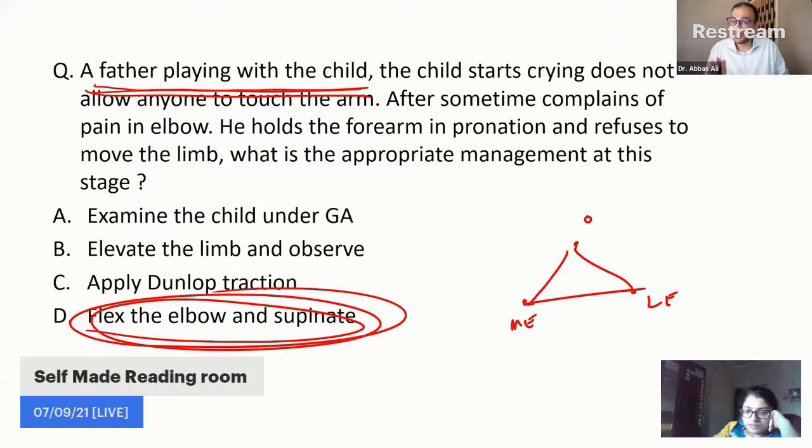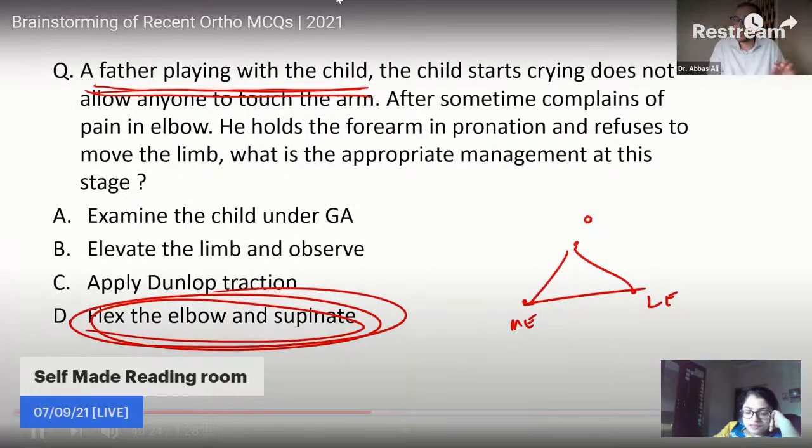So here you should answer a little carefully. In supracondylar humerus fracture, usually there's a history of trauma. Okay, not father playing with the child, not mother playing with the child.